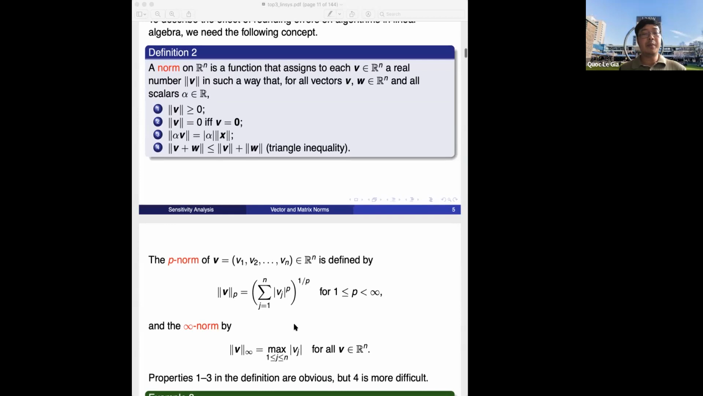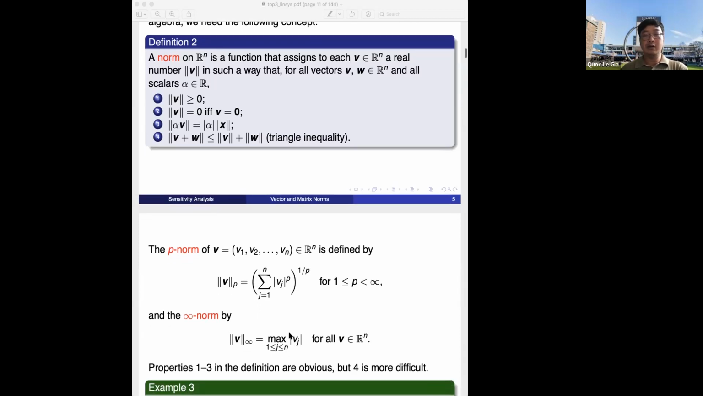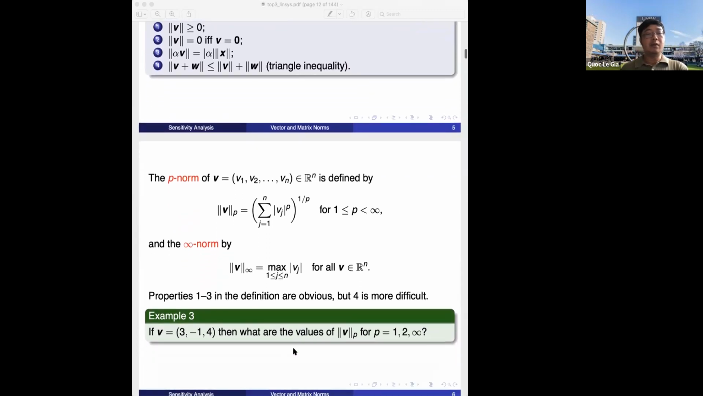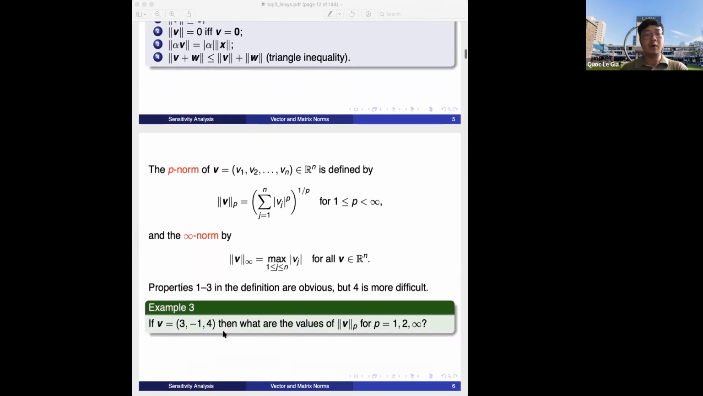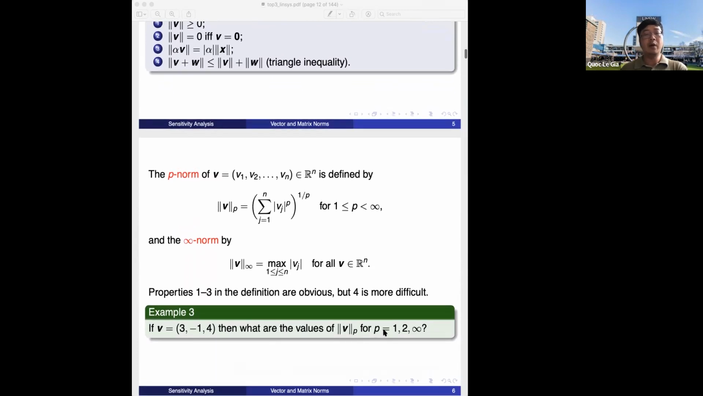The infinity norm replaces the sum by the maximal. So if you take the maximal of the absolute value of all the entries, then you have the infinity norm. You can show that those norms satisfy those four properties. It's an exercise, so we just assume that it's correct. Now suppose that I have a vector (3, -1, 4), then what is the norm for p equal 1, p equal 2, and p equal infinity?